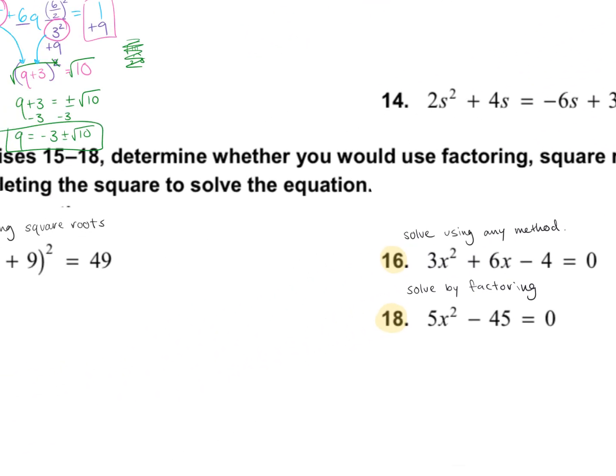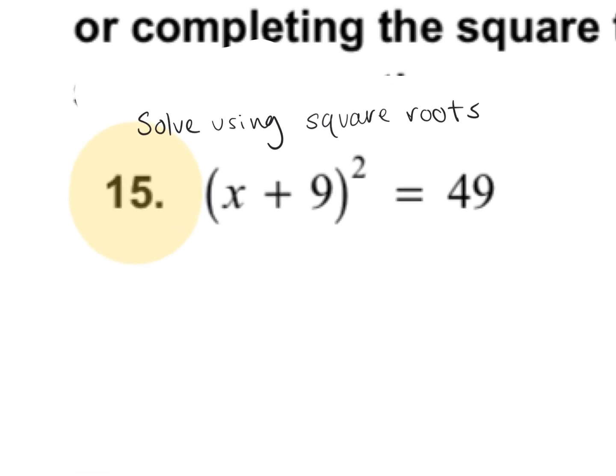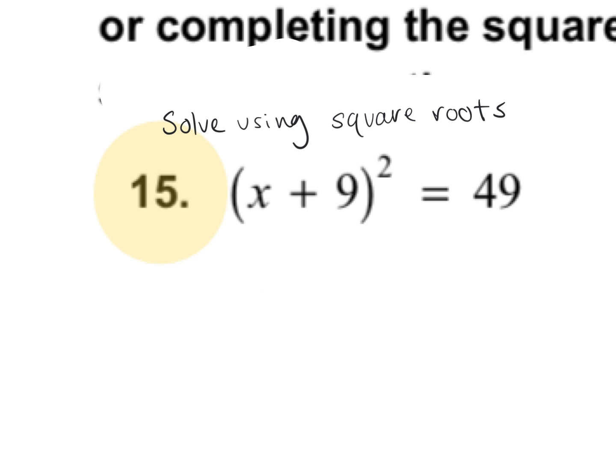All right, let's look at the ones down below. So 15. So a question like this, the directions might say solve using square roots. So what would I need to do to solve? Square root both sides. So always you want your square, that parenthesis squared all by itself. If it already is, then we can go ahead and take the square root of both sides. So it cancels out with the squared. X plus 9 is equal to what? Plus or minus 7. Perfect.